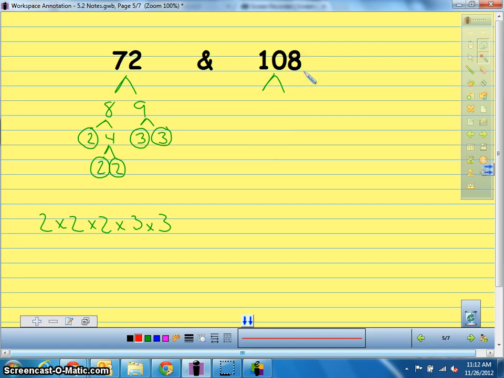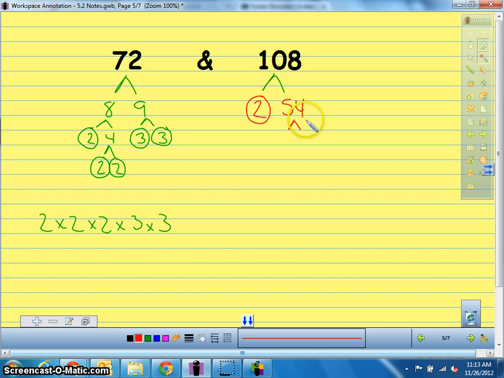Then we're going to go ahead and do 108. I'm not sure what the factors of 108 are, but I know it's an even number. So I'm going to take 2 and then figure out what's half of 108. Well, half of 100 is 50. Half of 8 is 4. So 54 would be half of 108. 2 is a prime number, I know. 54 is even. I know that's not.